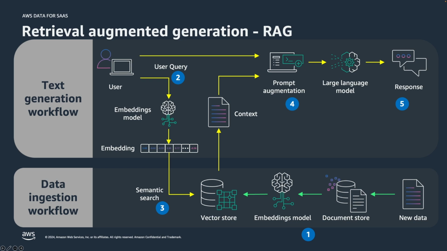So you ingest your data into a knowledge base so that it gets stored into the vector database. Then once the ingestion is complete, a user typically submits a query. That's step 2 there. The query is then converted into embeddings or vectors using an embedding model, and then the vector embeddings are used to make a semantic search. That's step 3, against the vector data store.